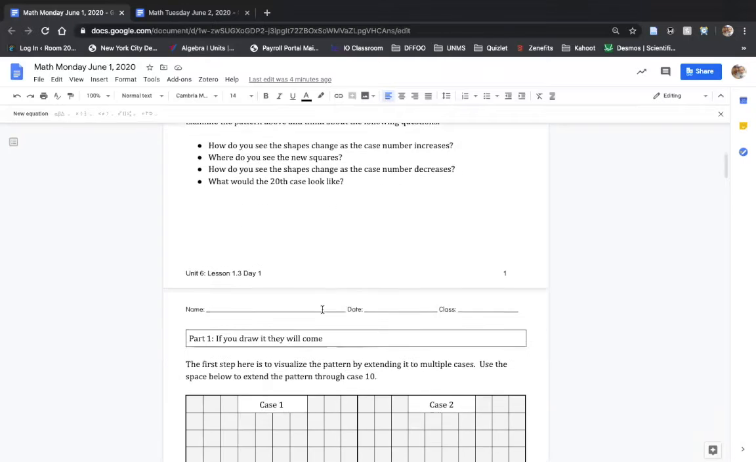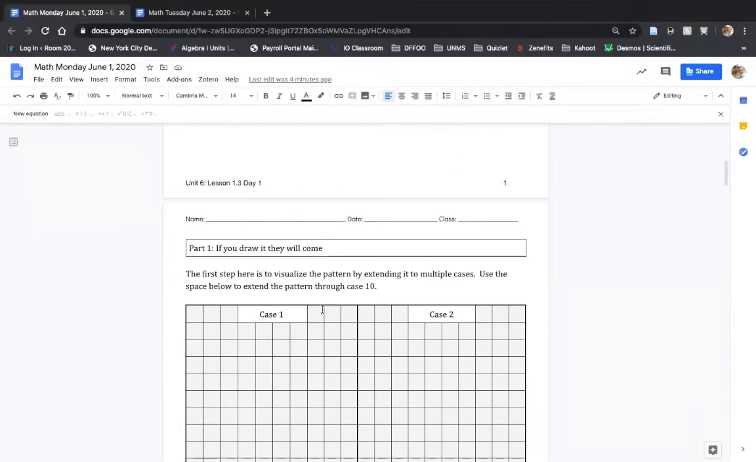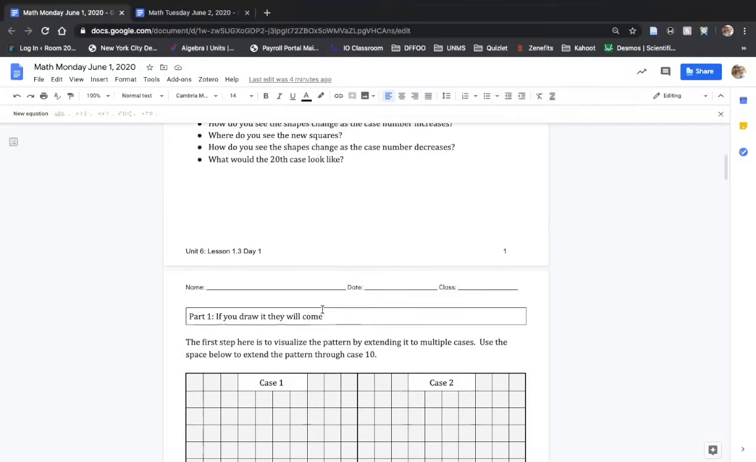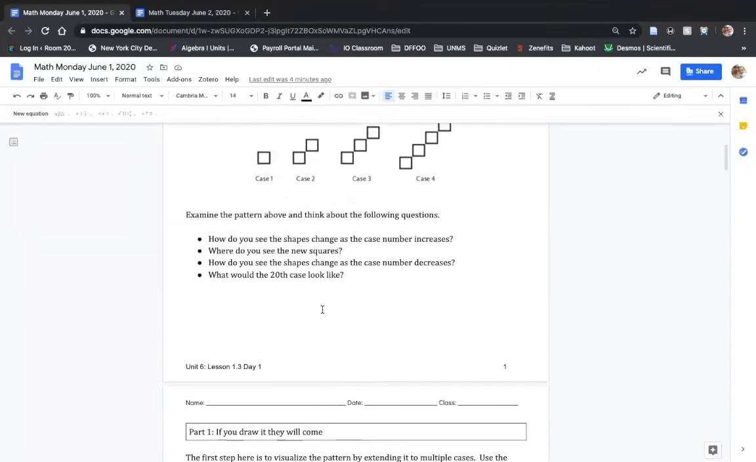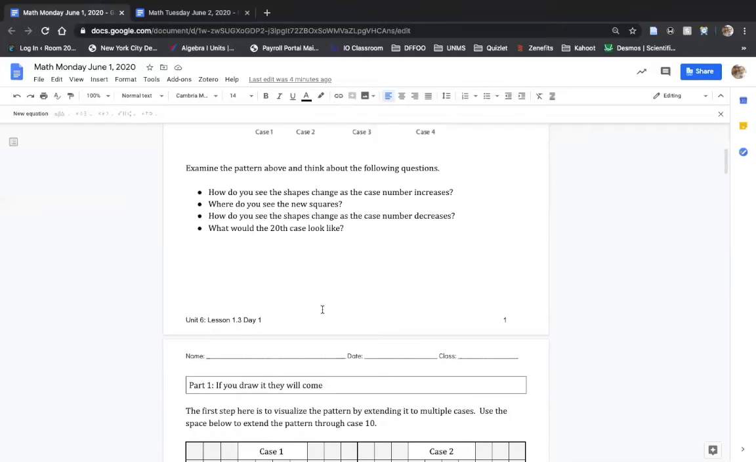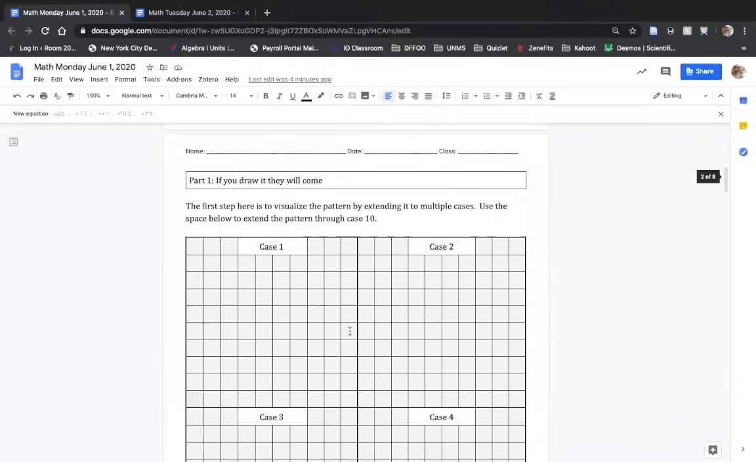So the first thing is trying to visualize this pattern, trying to see how it's changing by drawing out the first couple of cases. So we already see over here, we have case 1, case 2, case 3, case 4. Based on what you see there, you're going to use the space that you see here to recreate those patterns, right? And the way that you can do that is just by coloring in these squares, right?